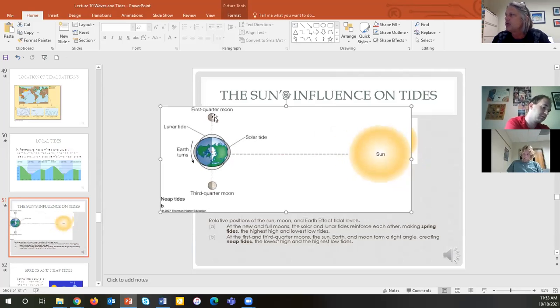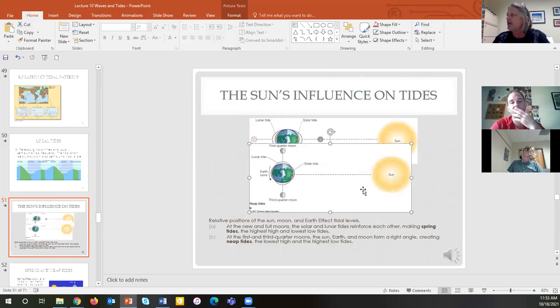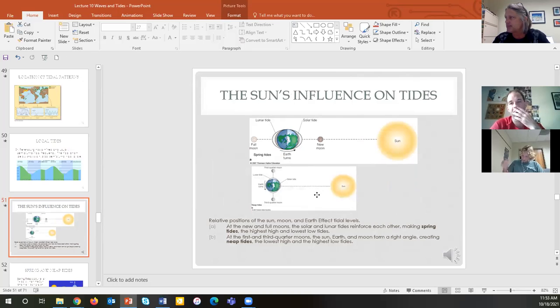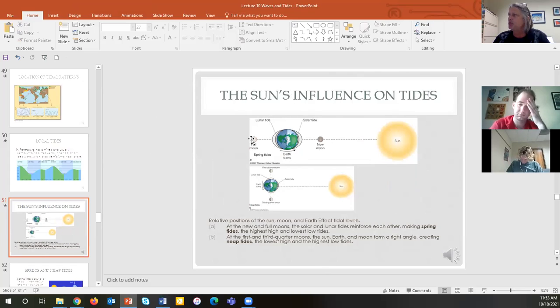In this image, you're at your quarter moons. You have destructive interference. The small solar tide takes away from the larger lunar tide. So you have lower highs, higher lows, more moderate tides, and those are called neap tides. And they're due to constructive and destructive interference. So on full moons and new moons, you have spring tides, higher. Quarter moons, you have lower.